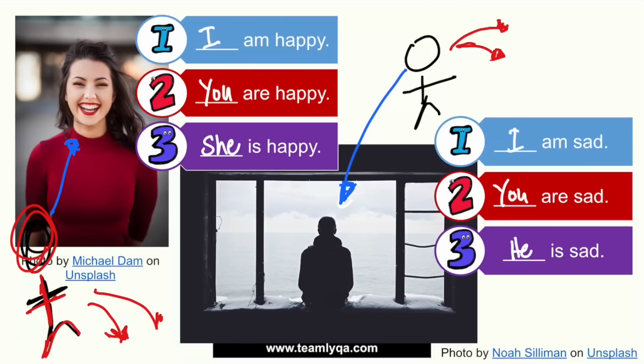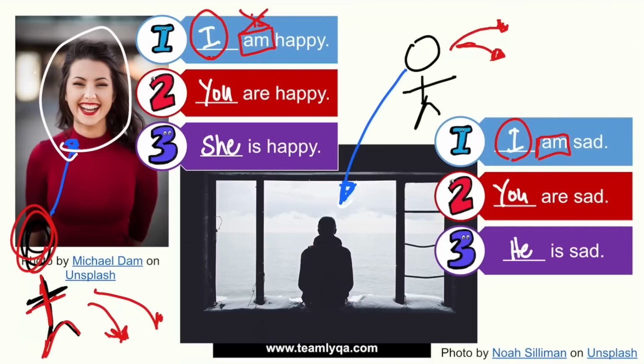If you notice, yung I am happy, kahit na isang tao lang naman yan, hindi siya I is happy. Mali ito. Ang ginagamit ay am. Ganon din dito. Am din siya. Okay? And if you notice, yung you, kahit na isang tao lang pinag-uusapan, isa lang siya, pero ang ginagamit pa rin ay you are. You are.